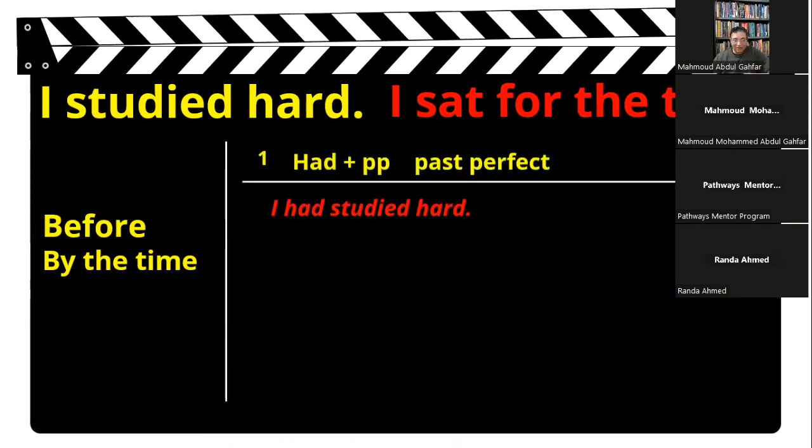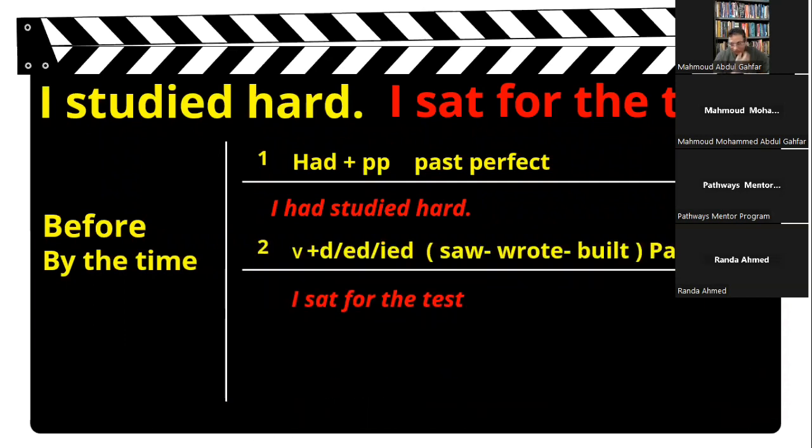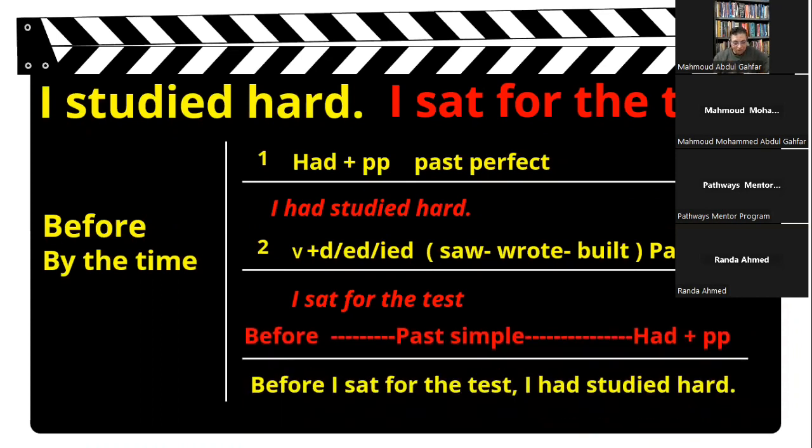before and by the time here are followed by the second action. We begin with the second action, which is past simple. So before and by the time are the opposite of after and as soon as. Before will begin with the second action, and then we will use the first action, which is had plus the past participle of the verb. So we can say, before I sat for the test, I had studied hard.